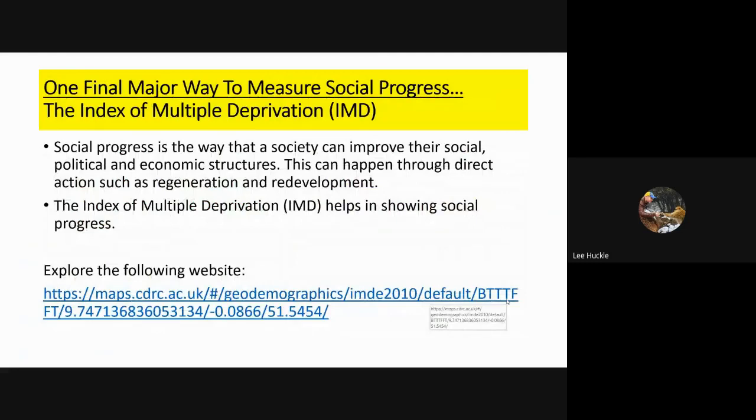And then one final way, and probably a really important way actually, and you'd have spent some time looking at this, is what we call the index of multiple deprivation, the IMD, which is a social progress measure, is the way that a society can improve their social, political and economic structures, as it says. And the index of multiple deprivation helps in showing this social progress. So, to remind yourself, go back to that website there, the geodemographics website, which links into the IMD.